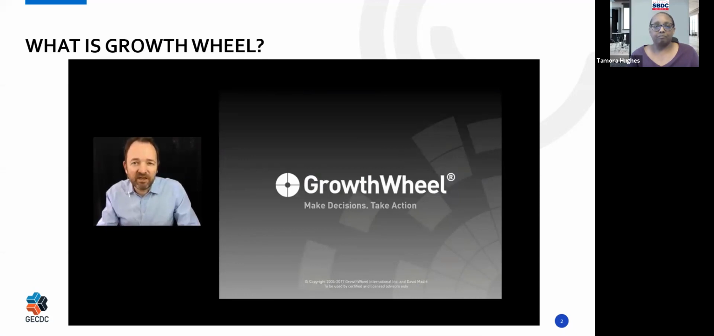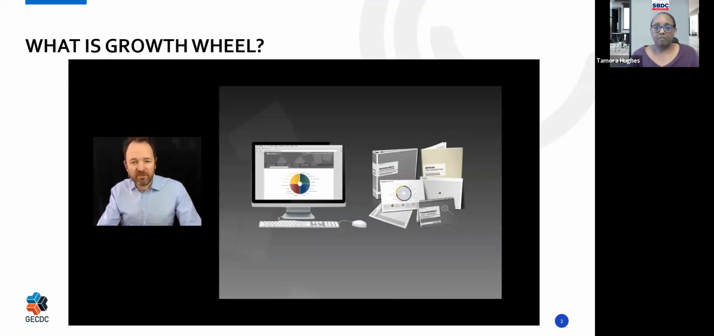Hello, my name is David, and this is Growth Wheel. Let me give you an introduction to this tool that is used by entrepreneurs and small businesses to make decisions and take action. Growth Wheel is a visual toolbox. You can use it either on paper or in the cloud.